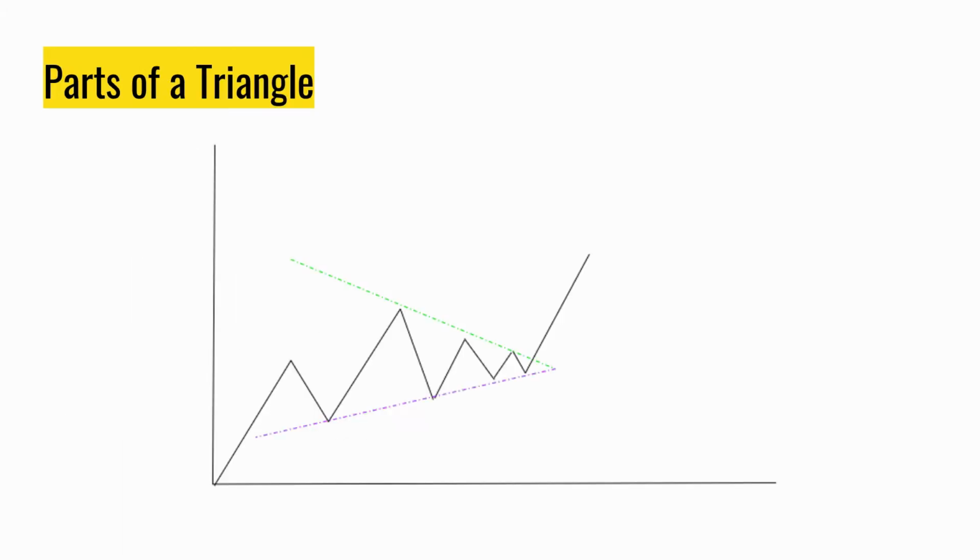Before talking about the characteristics of different triangles, let's first talk about the parts of a triangle. The green line represents the upper line. The purple line is called the lower line. The blue line is called the base of a triangle, and the red dot represents the apex of the triangle, or where the upper line and the lower line meet. I will be referring to these lines with these terms from now on, so please take note.